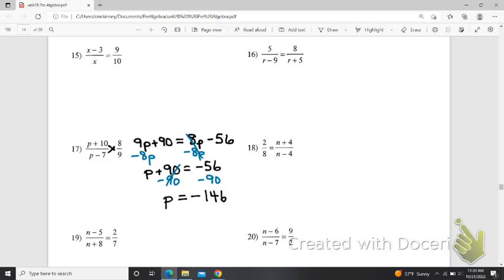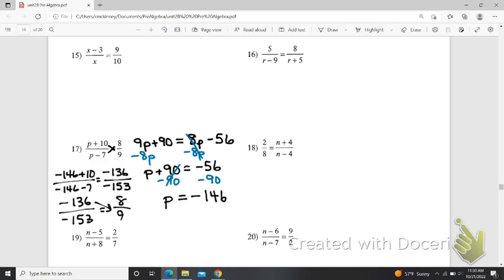So let's just test this one just to be sure. And to also show you, you can test your answers. The fraction answers are really kind of messy to test, but this won't be too bad. So negative 146 plus 10, negative 146 minus 7. So this would be negative 136 over negative 153. So then I could cross multiply with the 8 and the 9 and make sure that my cross products are equal.